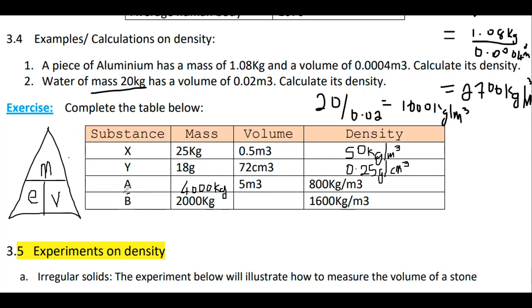Now for B, the substance B, what we are looking for is the volume. And from our triangle, volume is equal to mass divided by density. So our volume is mass divided by density. So we have our mass divided by density. So we have 2,000 divided by 1,600.